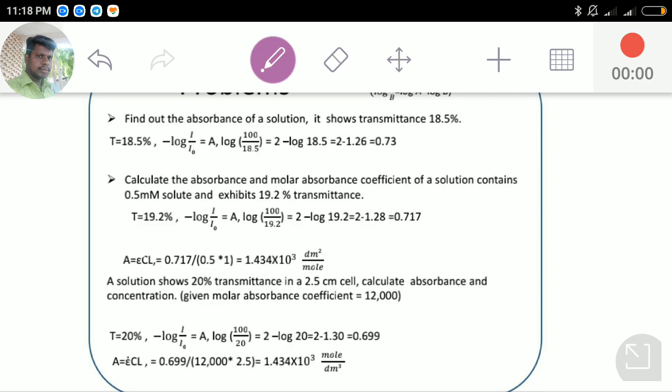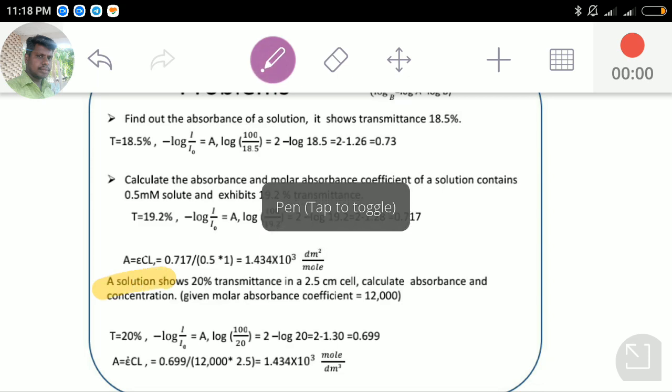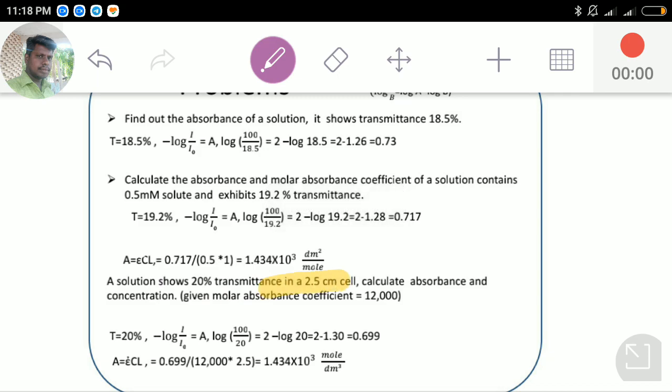Now the third problem. A solution shows 20% transmittance in a 2.5 centimeter cell. Here in the previous problem we assumed a 1 centimeter cell. Here it is given, so we have to substitute the same value. If they are not giving it, we can assume 1 centimeter. If they are giving it, then we have to use the same value. Calculate the absorbance and concentration. In the previous problem, we identified the epsilon value. Here they are asking for the concentration. We are going to use the same formula in both cases.